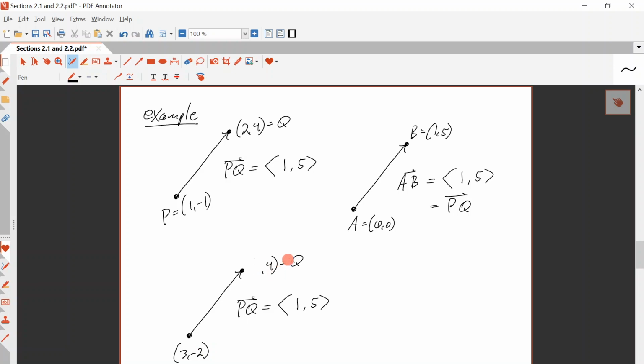3, -2. And then this is the vector 1, 5. So if that's the vector 1, 5, then what does the head need to be? Well, I'm just going to add the vector to the tail. So tail plus vector is equal to the head. So 3 plus 1 is 4, and then minus 2 plus 5 is 3. So 4, 3, minus 3, -2 is again the vector 1, 5.